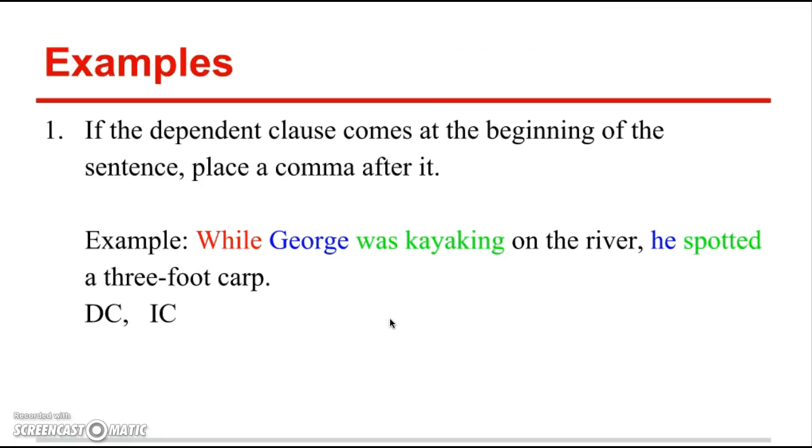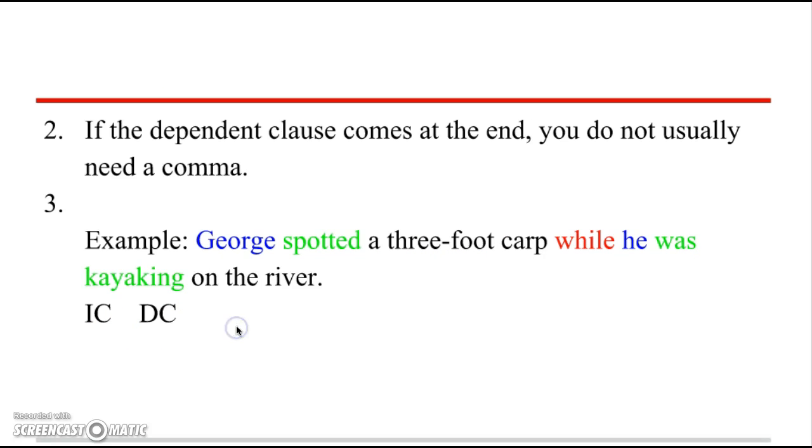All right, first example. If the dependent clause comes at the beginning of the sentence, you need to place a comma after it. So here we have, while George was kayaking on the river, comma, it's a dependent clause, he spotted a 3-foot carp. So our notation is going to be DC, dependent clause, comma, IC, independent clause. If the dependent clause comes at the end of a sentence, you do not usually need a comma. So we have George spotted a 3-foot carp while he was kayaking on the river.